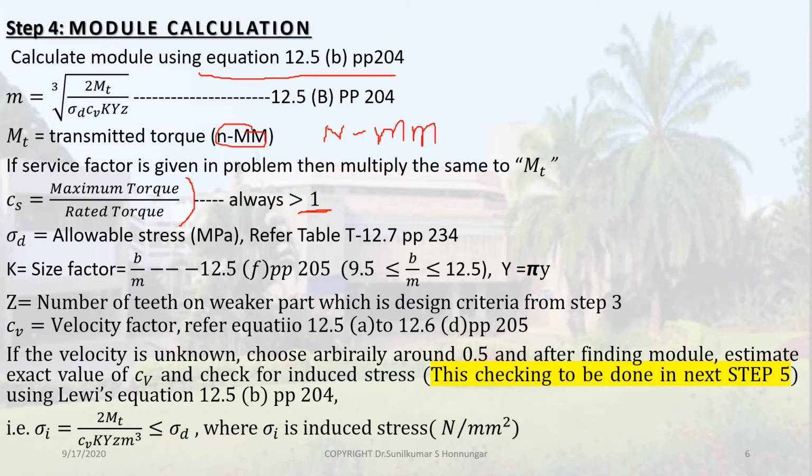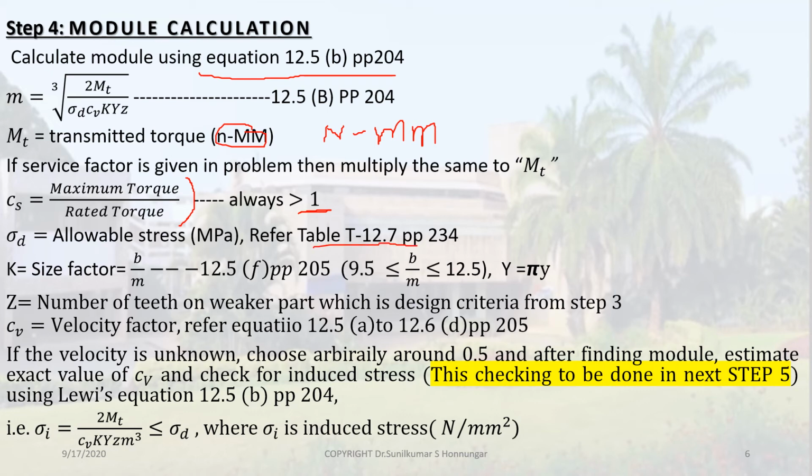Basically, generally CS, as I told, is directly given. If not given, they will give the maximum torque and rated torque. Through that you have to find this. And again sigma d, repetition: the allowable stress of the corresponding material, whichever is the design criteria, that material you have to take in megapascal.